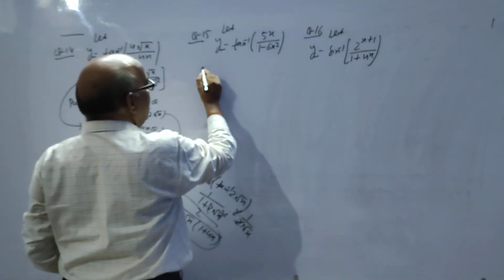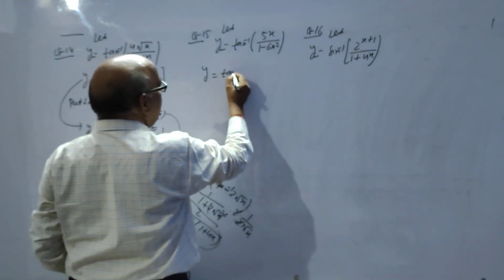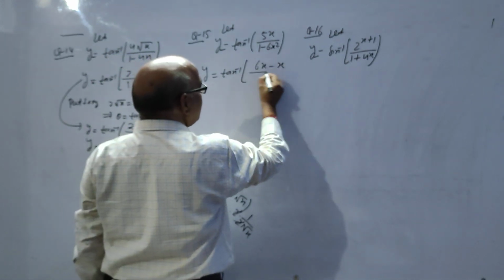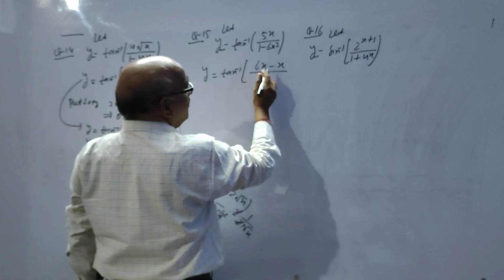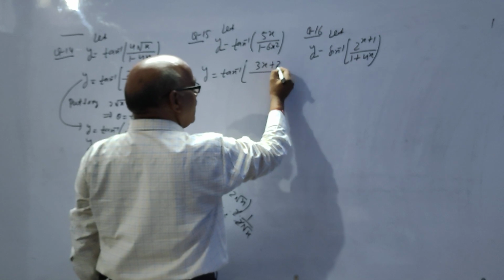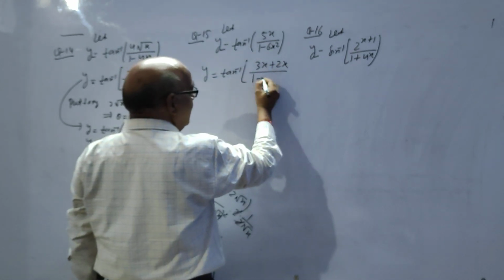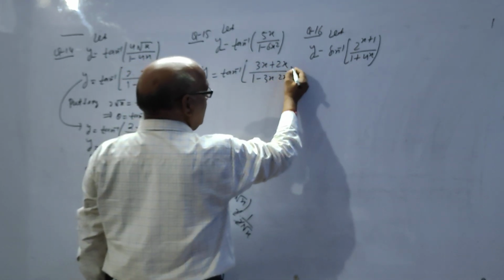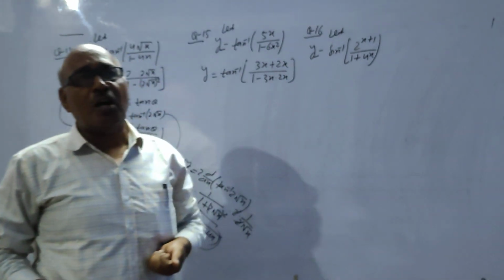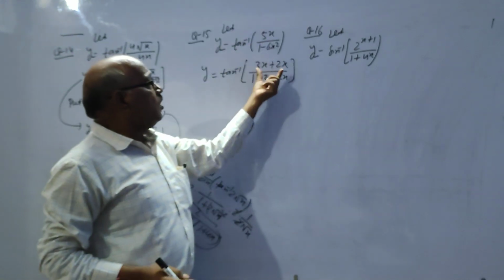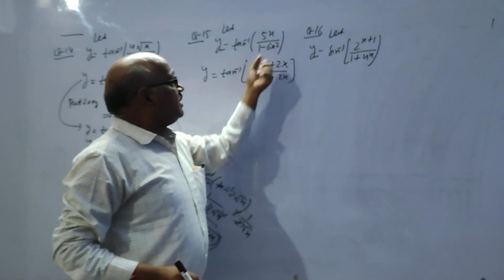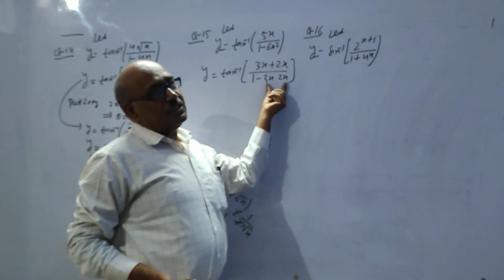This is y is equal to tan inverse 5x upon 6x square, and 5x can be written as 3x plus 2x upon 1 minus 3x into 2x. You know this is like tan of a plus b is equal to tan a plus tan b upon 1 minus tan a tan b. So we broke 5x in terms of 3x plus 2x, and 6x square in the form of multiplication, 3x into 2x.